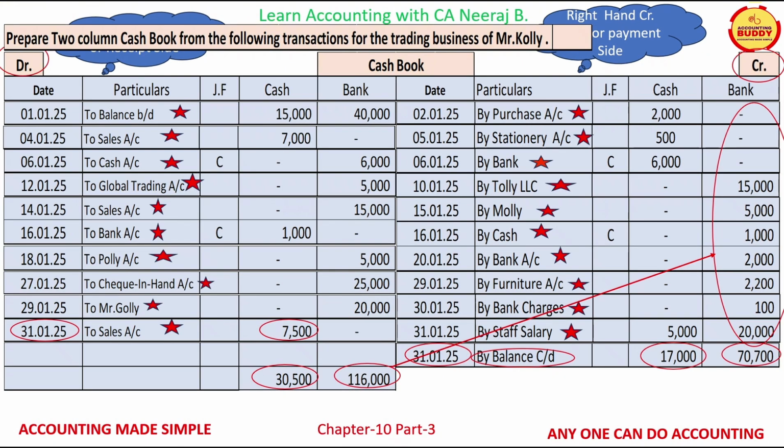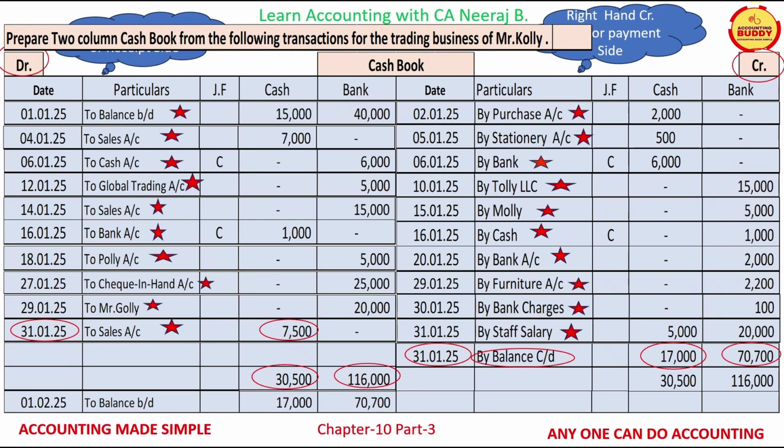This will make the total of right hand credit side total of the cash column to $30,500 and bank column to $116,000. Thus the cash book is balanced. Now the closing balance of cash for $30,500 and the bank balance of $116,000 as on 31st January 25 will become opening balance as on 1st of February 25 by writing the words to balance brought down.